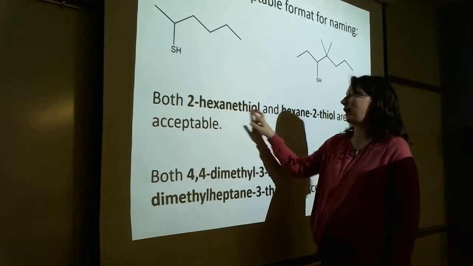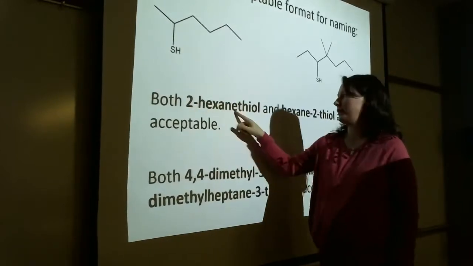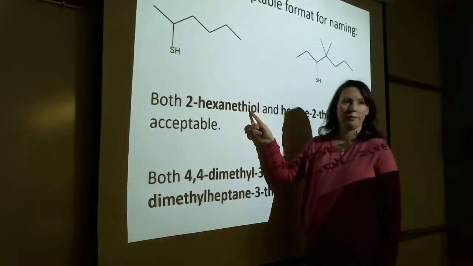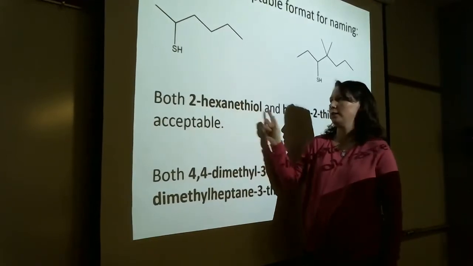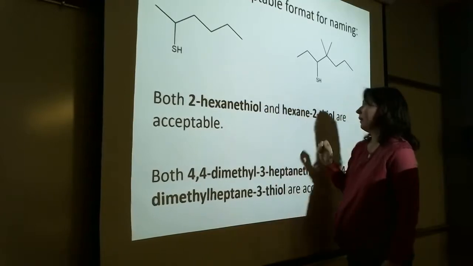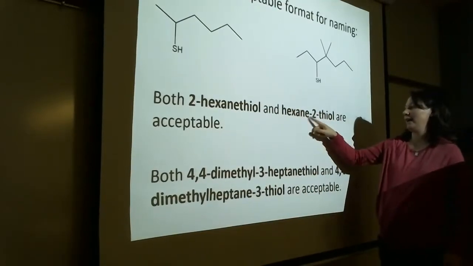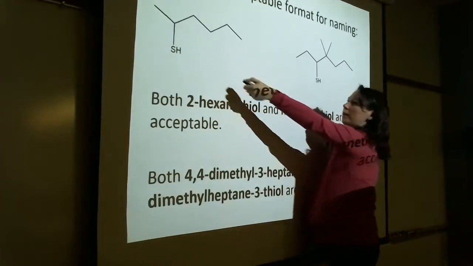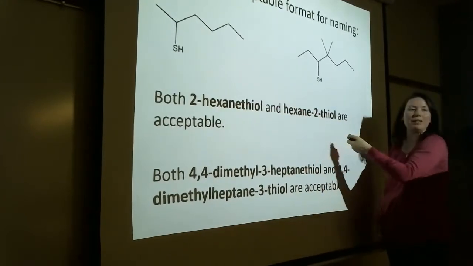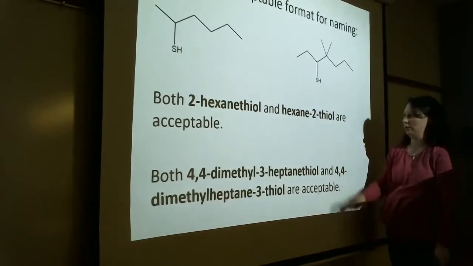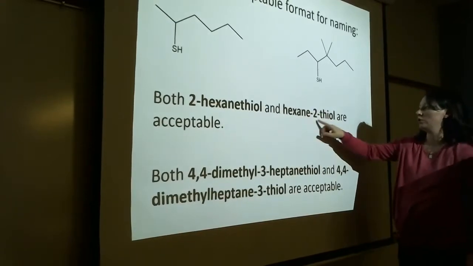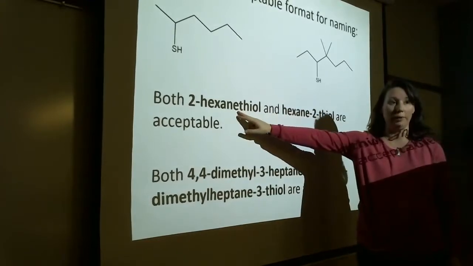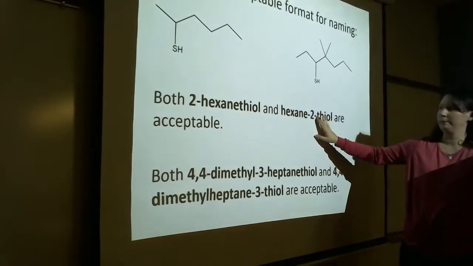We said dump the word thiol on the end, say 2-hexane thiol, right? That's the way your book names thiols. Your textbook just calls it 2-hexane thiol. There you go. But we also could call it hexane-2-thiol for this one on the left, okay? Splitting it up, just like when we did alcohols and amines and everything else, right? You could call it hexane-2-thiol. Your book does not use this format. Your book uses the other format, but this is acceptable as well.